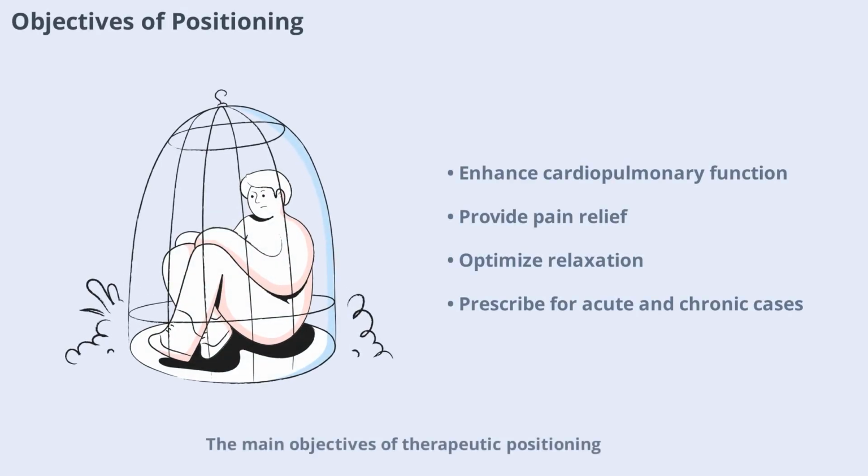The main objectives of therapeutic positioning are to enhance cardiovascular and respiratory function, provide pain relief, and optimize relaxation. By the end of this chapter, you'll be able to describe how positioning affects the heart and lungs, understand the rationale for different positions, evaluate supporting evidence, and prescribe appropriate positions for both acute and chronic patients. These skills are essential for tailoring interventions to individual needs and improving patient comfort and outcomes.